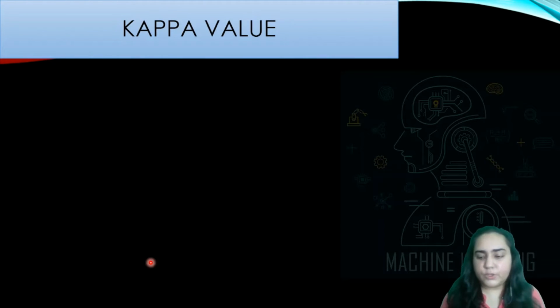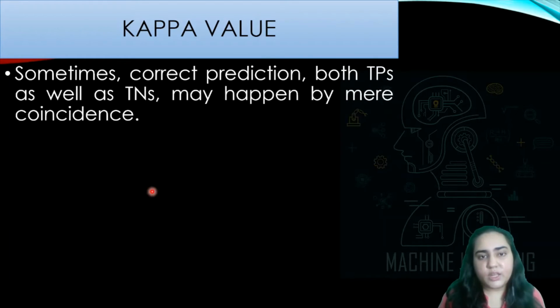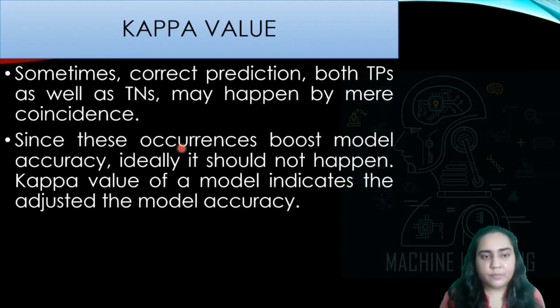Now there's another measure which is known as the kappa value. Sometimes correct predictions, which are both TPs as well as TNs, may happen by mere coincidence, right? This kind of case can happen anytime, that your model is predicting true positives and true negatives correctly, but it's just a coincidence. It's nothing related to the model. It's not because the model is good, but just because it's lucky that it got that correct. So these occurrences would boost the model accuracy, right? But that should not happen.